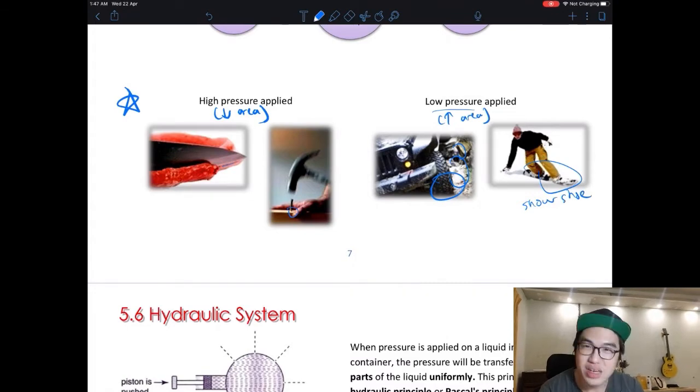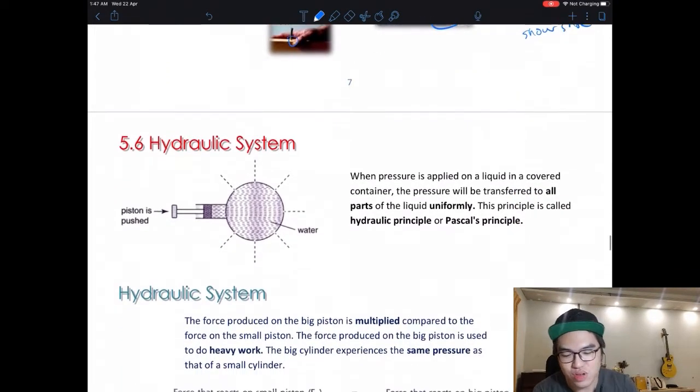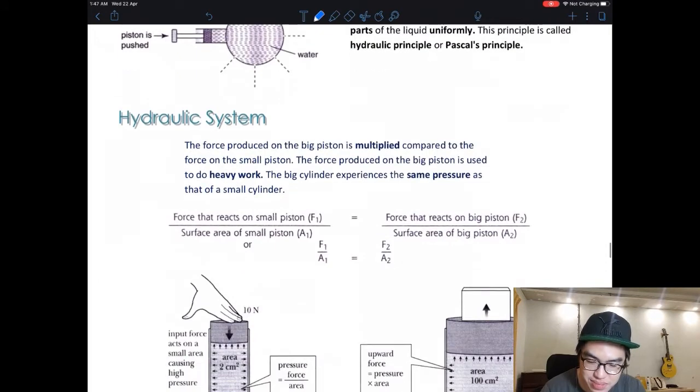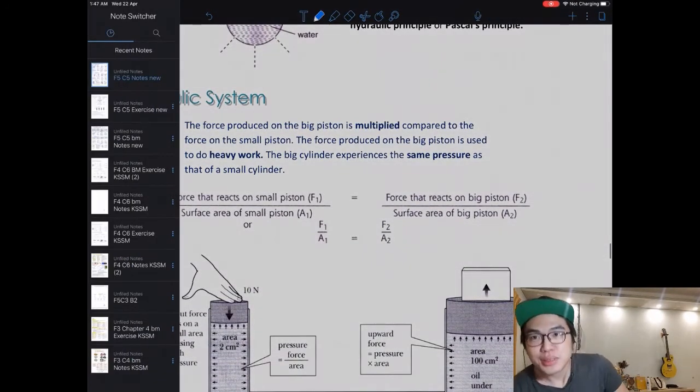Hydraulic system, I think I will talk about this next week. This is also pressure, but this is the harder version of pressure. We use liquid pressure. Okay, so let's go into the exercise.